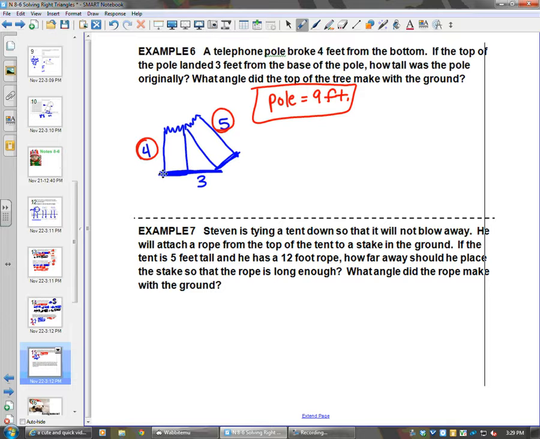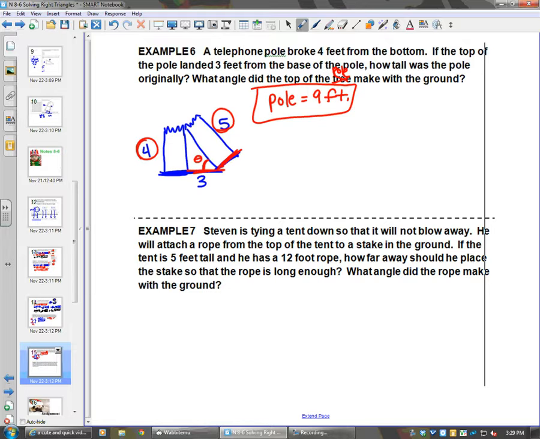Now looking at the next part, okay, it says what angle did the top of, y'all pretend like that says pole, okay? The top of the pole, okay, we decided to change it to a tree magically in the middle. All right, what angle did the top of the pole make with the ground, okay? So the top of the pole is right here, and here's the ground, so we're looking at this angle measure. Okay, so that's going to be our theta.